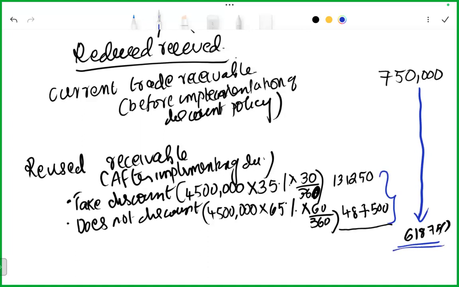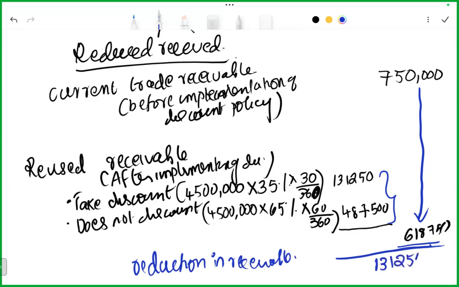So after the introduction of the discount policy, your receivables have reduced. On an average, if the customer takes 60 days to make the payment, your total receivable is 750. If you implement the discount policy, your receivable will be 6,18,750. There is a reduction. So what is the reduction in receivable? The reduction in receivable here is 131,250.